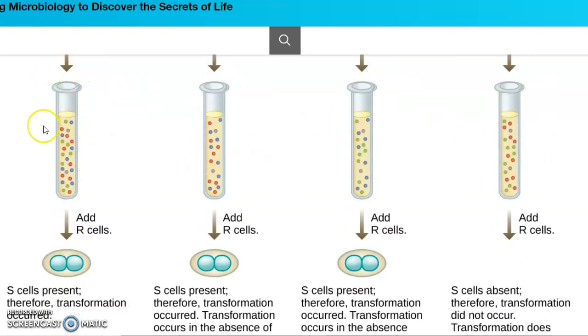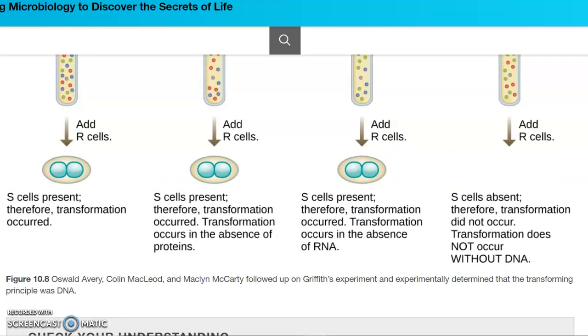They then took these and added the R cells to each one of these. And so in the first one where we had all three, transformation occurred. Okay, they were able to isolate the S cells. In the second one, transformation occurred. So this showed that transformation could occur in the absence of proteins. So remember, they thought that proteins carried the genetic information. And this test showed that we got these smooth strain cells even in the absence of proteins.